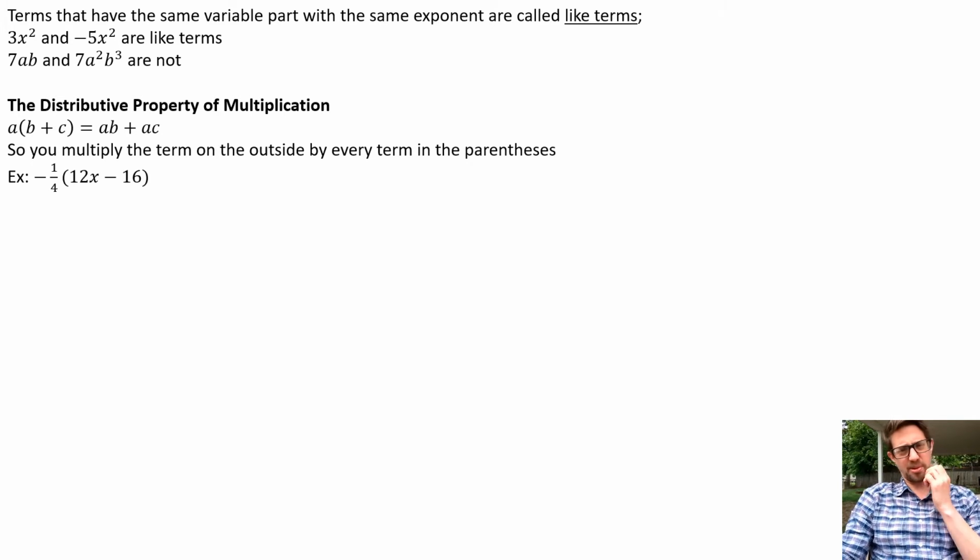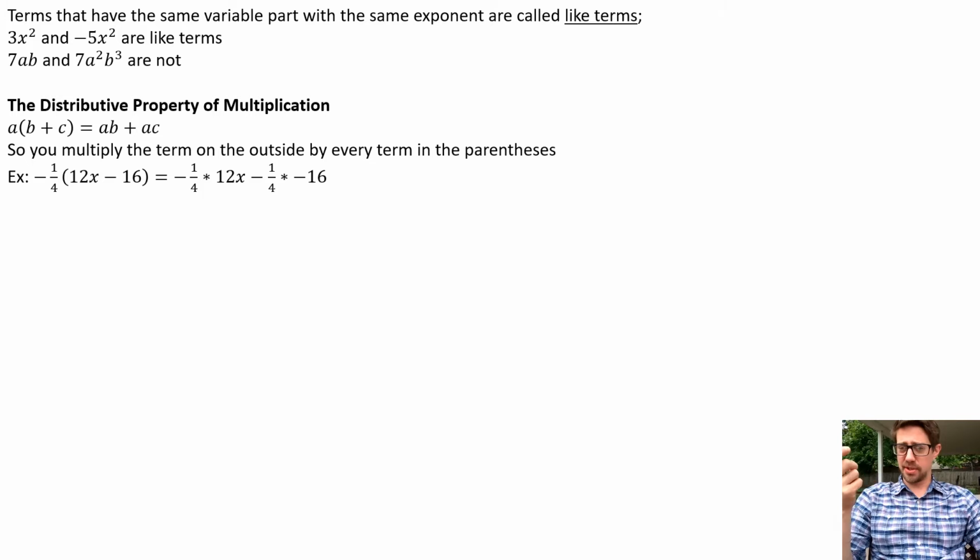So negative 1/4 times parentheses 12x minus 16. Go ahead, do it. You're going to multiply the negative 1/4 times the 12x, and then it's going to actually be minus the negative 1/4 times the 16. I didn't say it or write it, but in the distributive property, I think it's pretty obvious: if this is a minus sign instead, then it works exactly the same. It kind of follows. So that's what I said, negative 1/4 times 12x minus 1/4 times the negative 16.